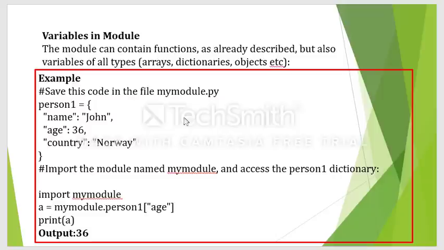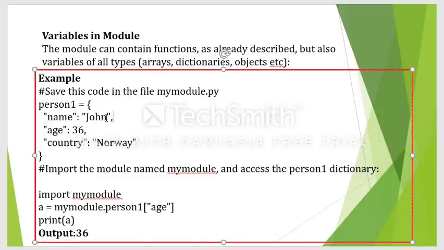But the only thing is, whatever code you have written will be stored under any name, given with the extension .py. And that module can be utilized in later programs. Suppose see here, we have written a code: person1 is equal to name John, age 36, country Norway. In this we have used some different kinds of things.